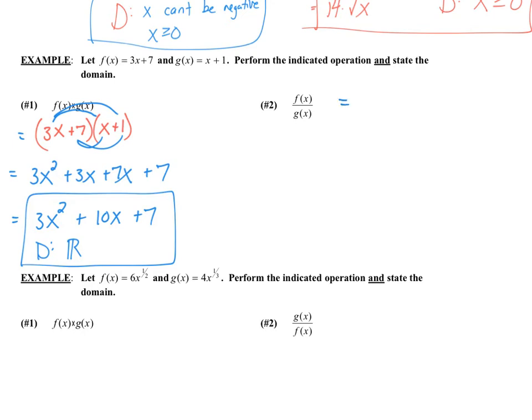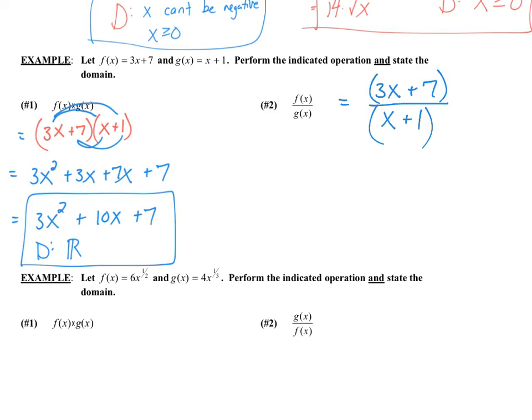Okay, and then number 2 is a fraction, f of x over g of x: 3x plus 7 over x plus 1. All right, and then perform the indicated operation. So with 3x plus 7 over x plus 1, we can't really simplify that. There's no factors that we can simplify out. So we leave it like this.